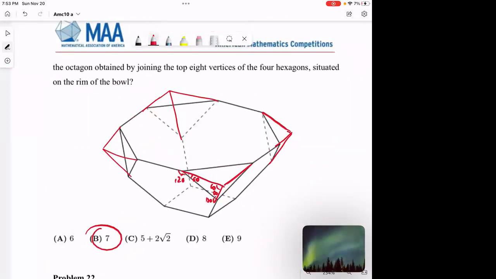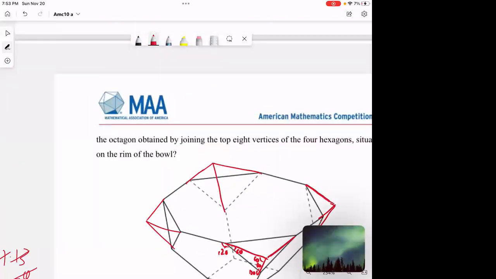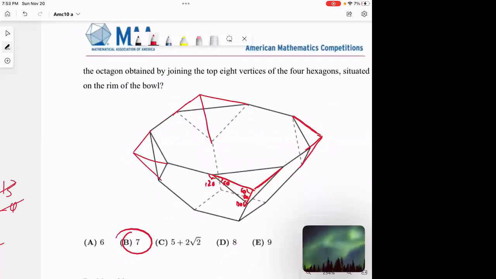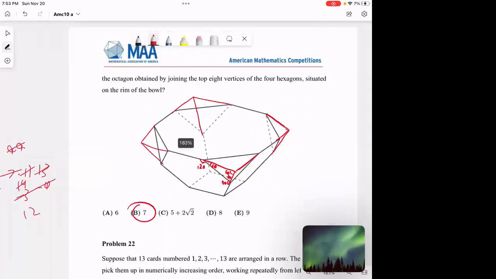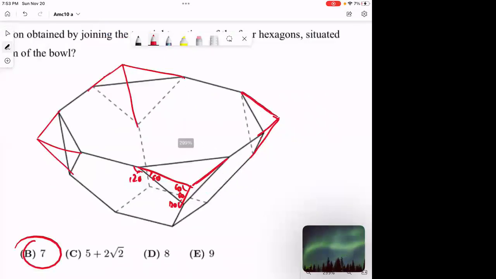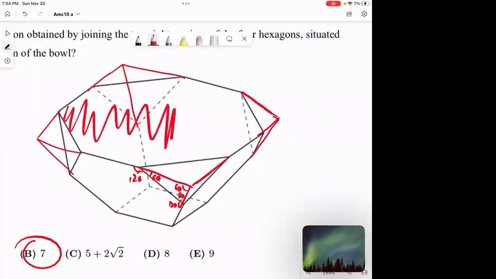Sorry. So this one, octagon joining the vertices of the 4 hexagons, right? We want to find the area of this top shape right here, right? So, yeah. So how can we do that?